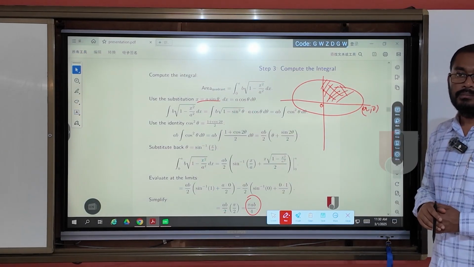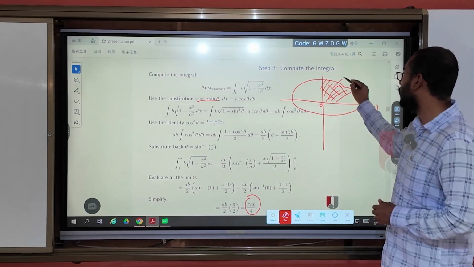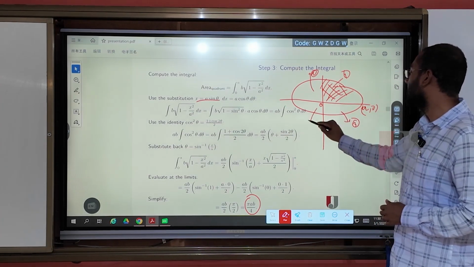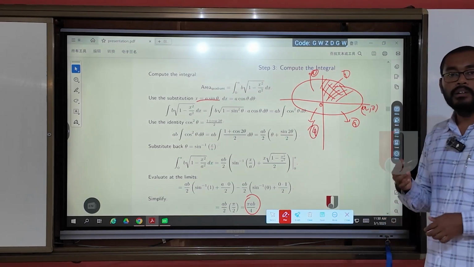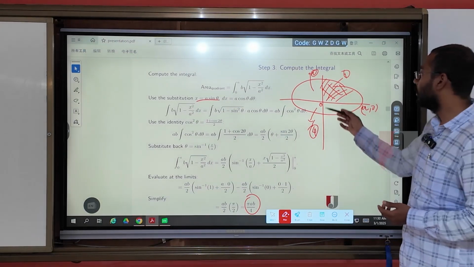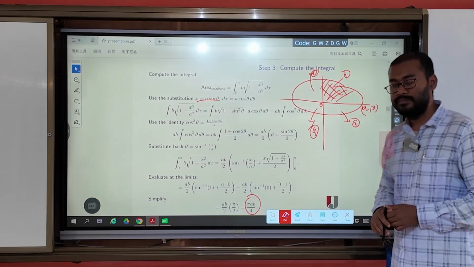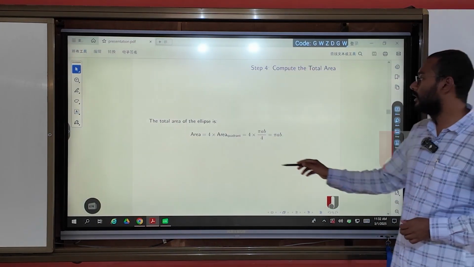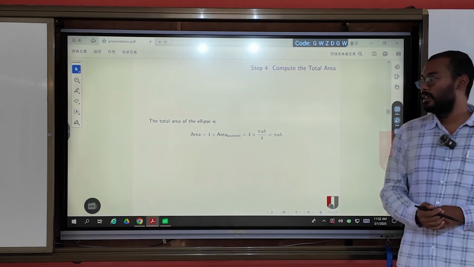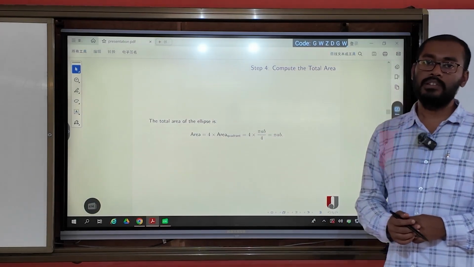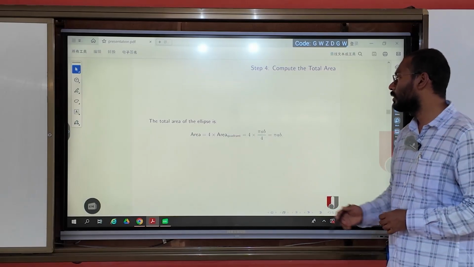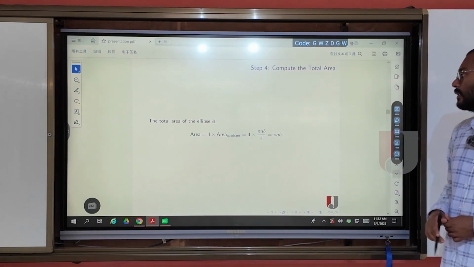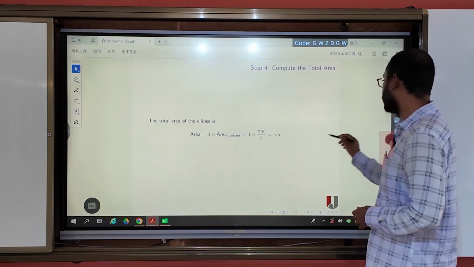Now we are getting the area of only the curve under the first quadrant. But we have to compute the entire four portions. This is the first portion, this is the second portion, that is the third, and that is the fourth portion. So we have to simply multiply by 4, because all the four portions are symmetric. So the area is 4 times the area inside the first quadrant. So it will come 4 into pi ab by 4, it will come pi ab. Okay, so this is your result.